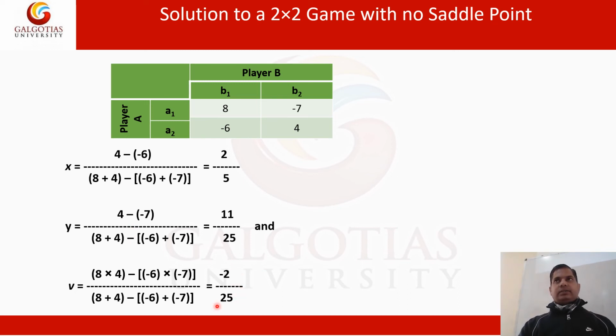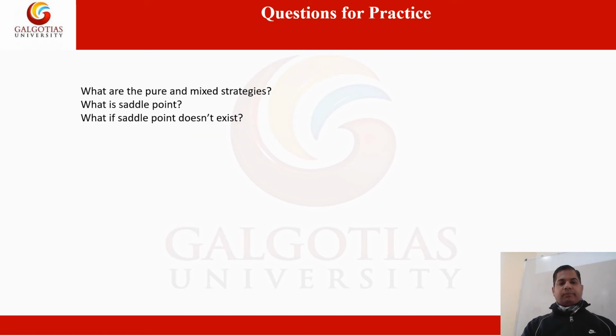So here you can see that the value of the game comes out to be negative. So it favors the minimizing player. That means it favors B. So B will get a profit of 2 upon 5, and A will suffer a loss of 2 upon 5. So B will get the profit over here and A will suffer the loss in this problem.